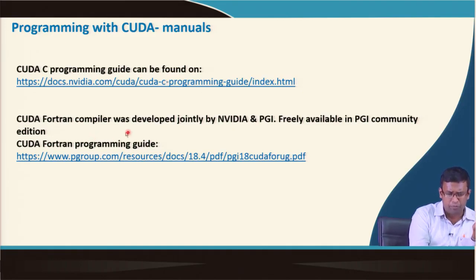The CUDA Fortran compiler is developed jointly by NVIDIA and PGI, and PGI is the Portland Group. They have their own compiler sets, and in the PGI compiler edition, CUDA Fortran is freely available. The guide can be found here and can be downloaded from the PGI website. All recent versions of PGI Fortran have CUDA Fortran inside it.